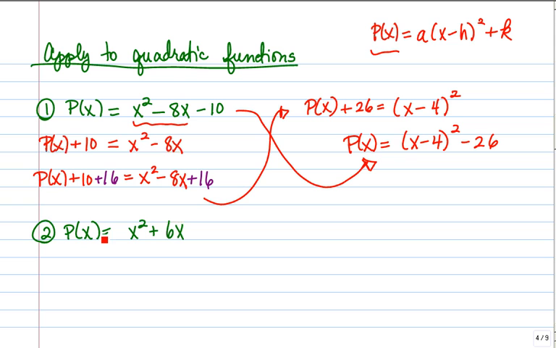Now, number 2, p of x is equal to x squared plus 6x. Maybe I should have started with that one because there's not anything hard or anything that I have to get rid of, right? Those two x terms are on a side by themselves. So what I've got to do is think about, first off, what number will complete the square. If I take half of 6, that is 3, and 3 squared is 9. So what I add to one side, I must add to the other side. So this would give us p of x plus 9 is equal to what? How do I factor x squared plus 6x plus 9?